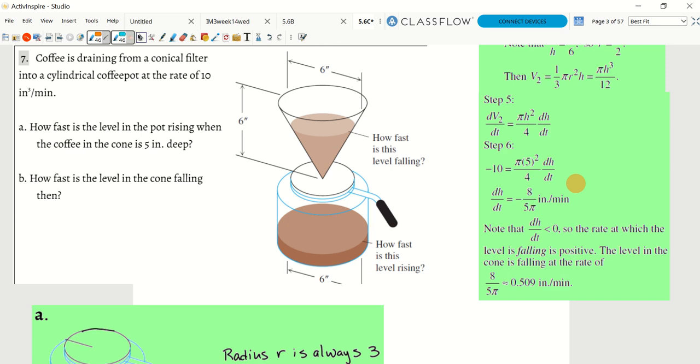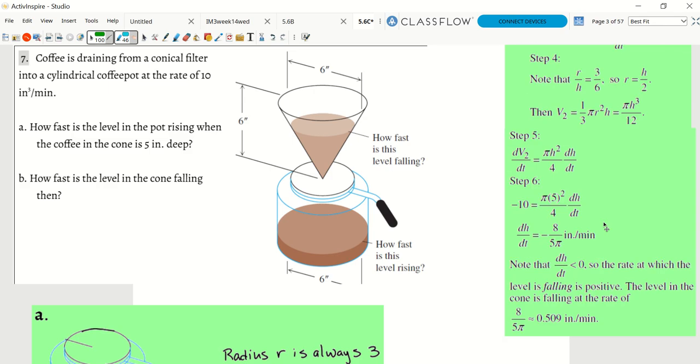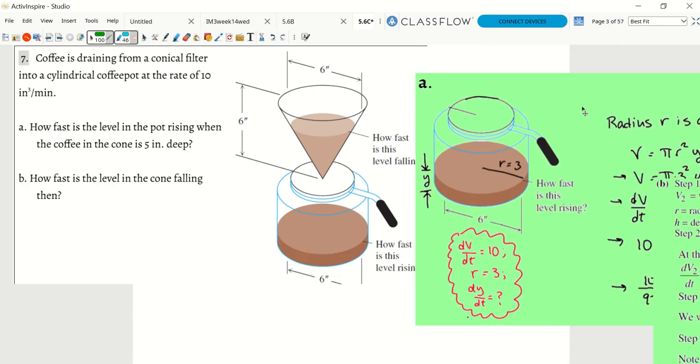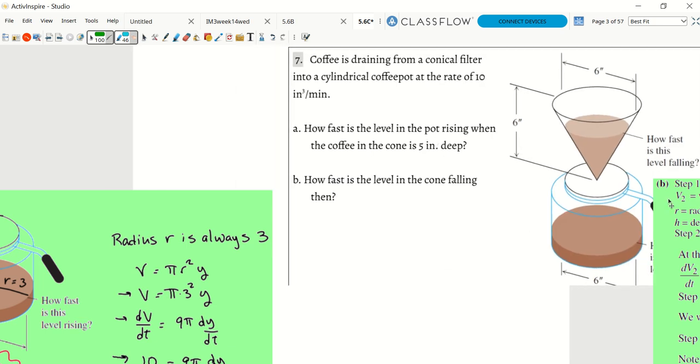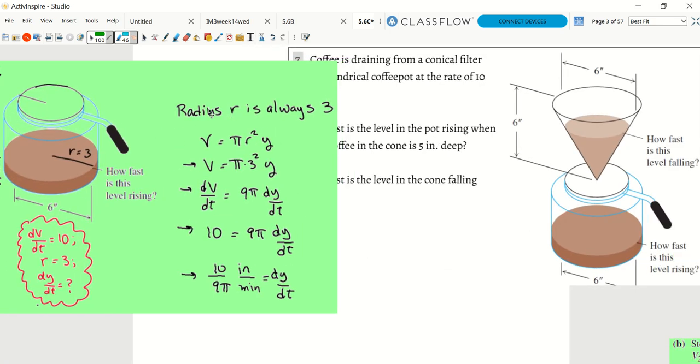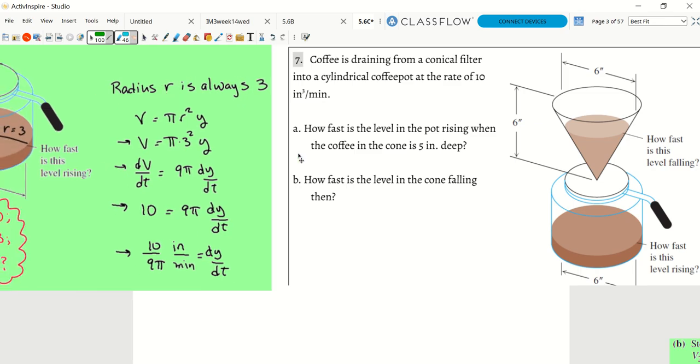Number 7 is a longer problem, but it's the same idea, same exact idea. Now, how fast is the level in the pot rising when the coffee is 5 feet deep? So we have a cylinder. For part A, we're only focused on this right here. That's the formula of a cylinder, which is pi r squared times h, or they call this y.